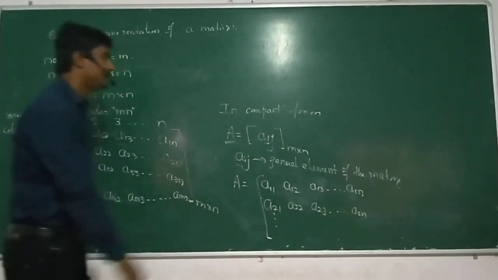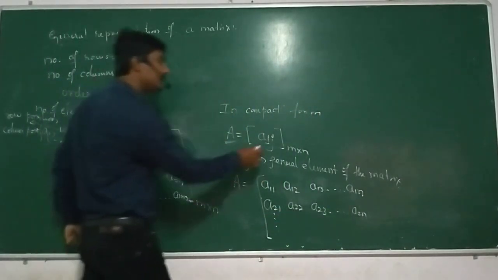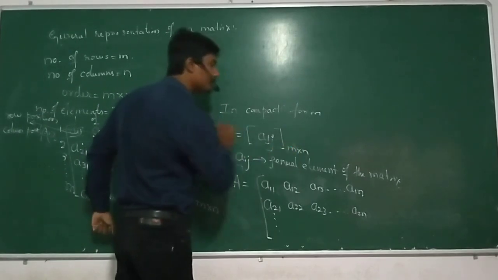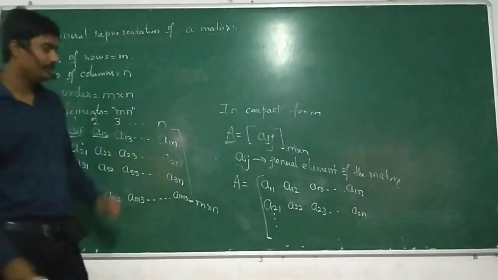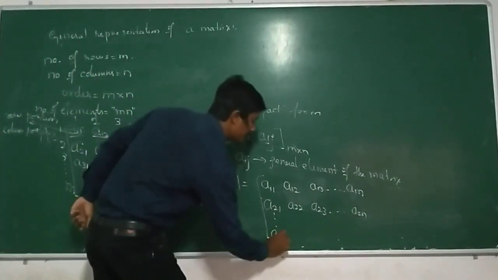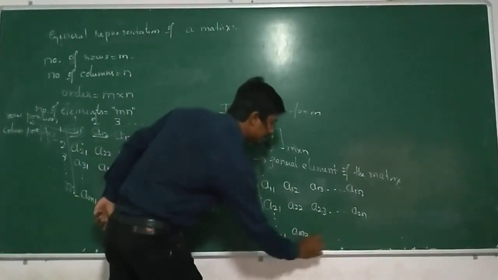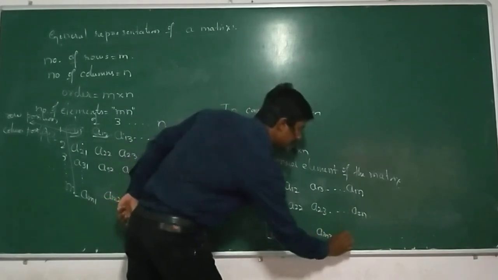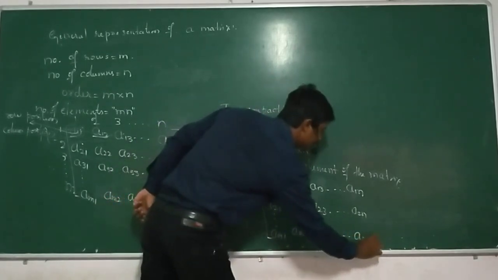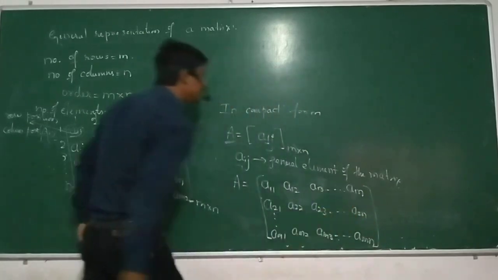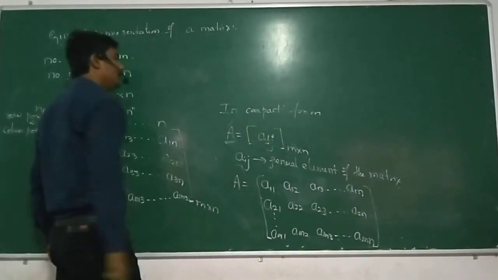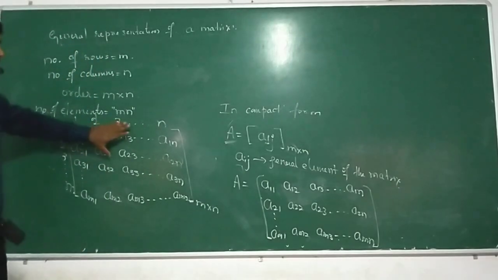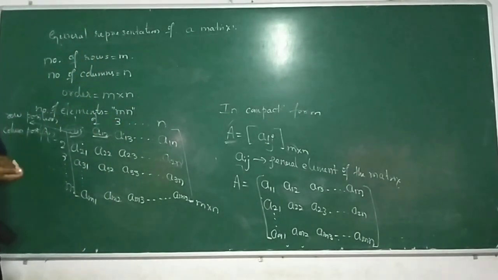So if I want the elements present in the mth row, fix the i value to m and go on varying the j value from 1 to n. So you get am1, am2, am3, and so on up to amn. That's why this becomes the compact form of this complex general representation of the matrix.